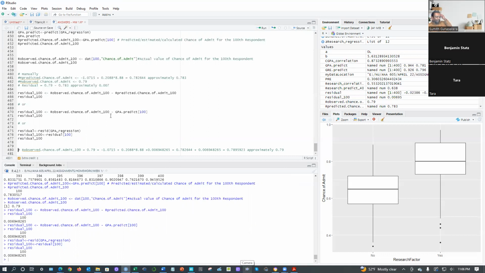In order to find the error, you find the chance of admit for that 100th person minus the estimated chance of admit with respect to the GPA model. You saw the gap is 0.006.